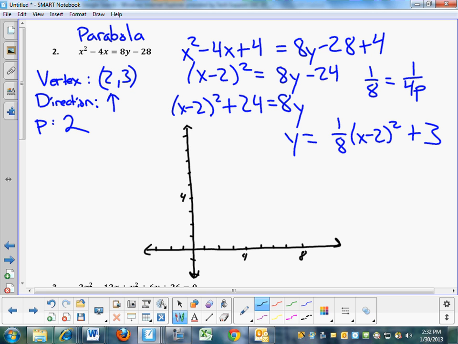Okay, plot the vertex, (2, 3). The axis of symmetry runs right through it. What do we call the axis of symmetry? Or what's the equation for it? x equals 2.